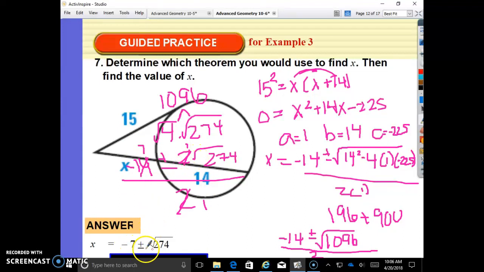All right, so we're going to get rid of the negative 7 minus rad 274 because that would be a negative answer. So your one and only answer would be negative 7 plus the square root of 274.